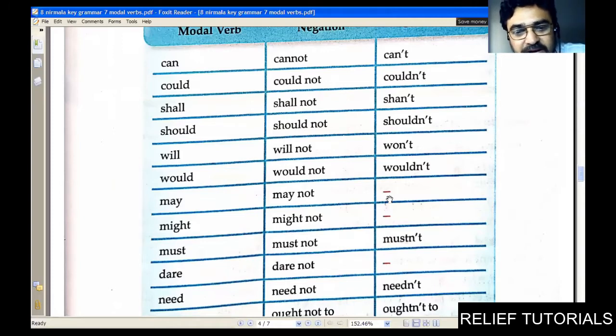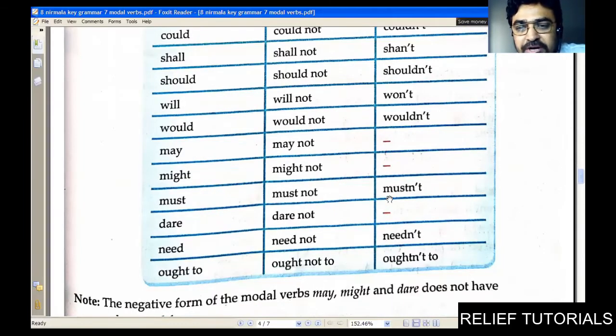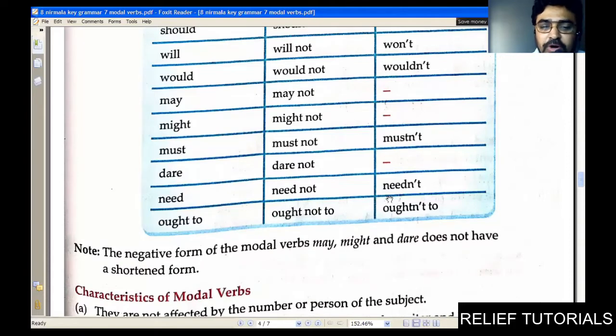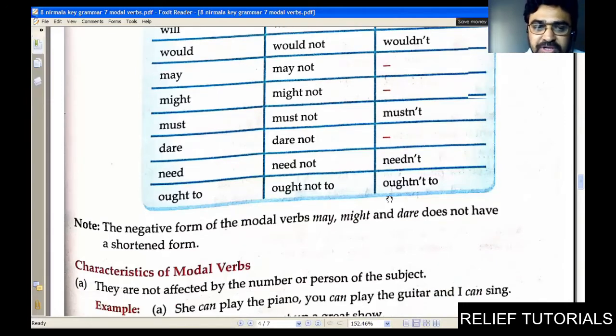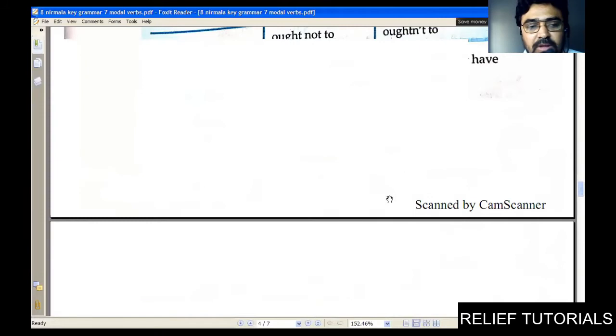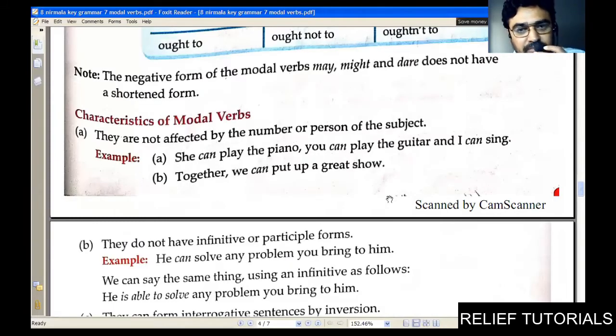Dare again is not daren't, it is dare not. Need is needn't. Ought is oughtn't to. So these are the contraction forms. The negative form of the modal verbs may, might, and dare does not have a shortened form, so they should not be used over there by you by any mistake. Now, some characteristics are given of modal verbs.